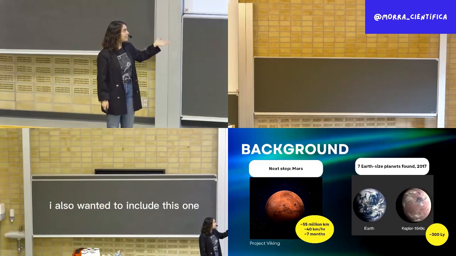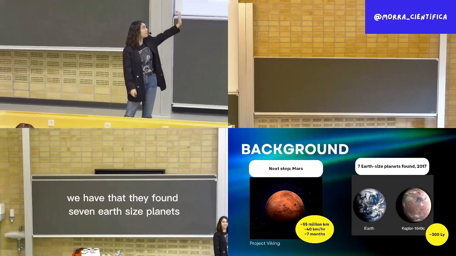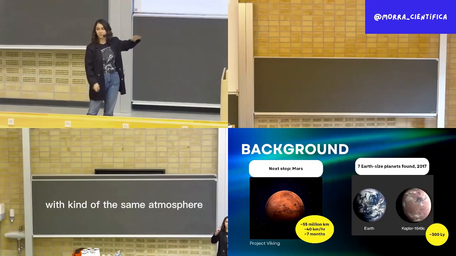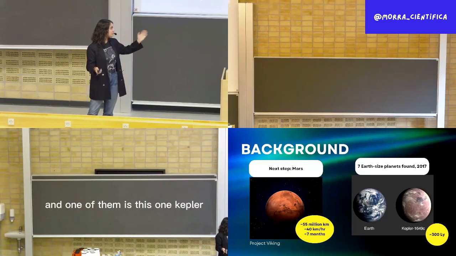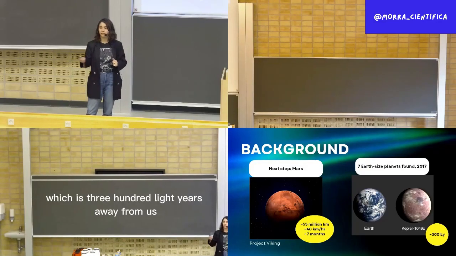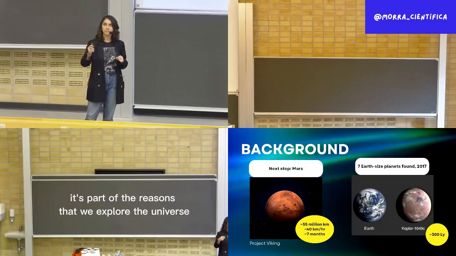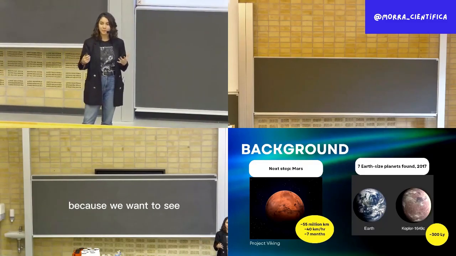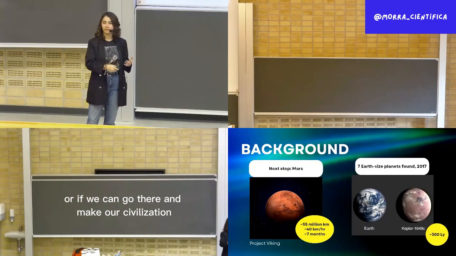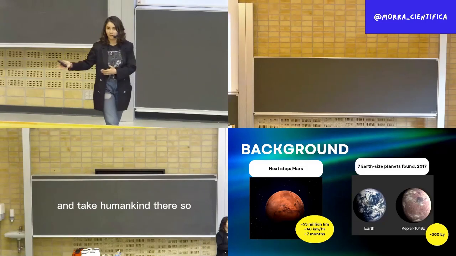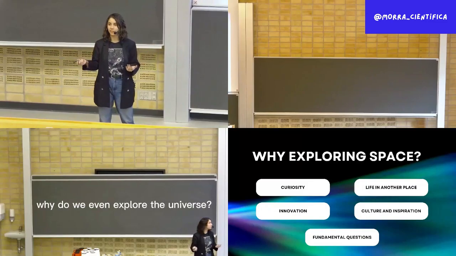scientists in 2017, and I also wanted to include this one because I think it's very important, found 7 Earth-sized planets with kind of the same atmosphere. They are pretty similar to Earth. And one of them is this one, Kepler, which is 300 light years away from us. And it's also important because it's part of the reasons that we explore the universe, because we want to see if there's any other type of life, or if we can go there and make our civilization and take humankind there.